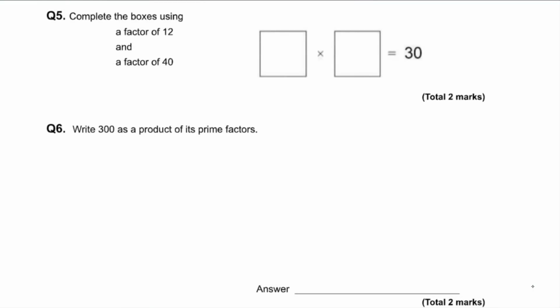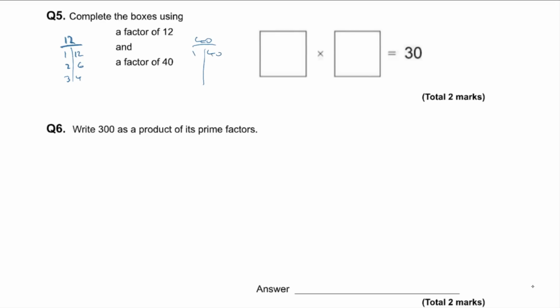Question 5, complete the boxes using a factor of 12 and a factor of 40, and they have to multiply together to give us 30. Okay, so I think I'm just going to list the factors of 12 first, and then the factors of 40, and then see if I can find a pair that go together. I've done factors of 12 so many times now, I could probably do it in my sleep. 1 and 12, 2 and 6, 3 and 4, and 40.